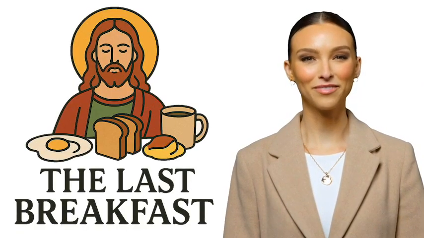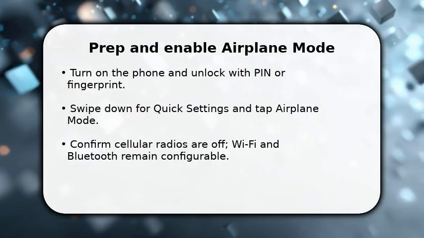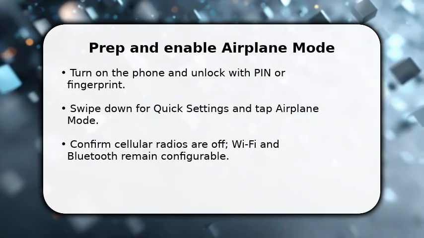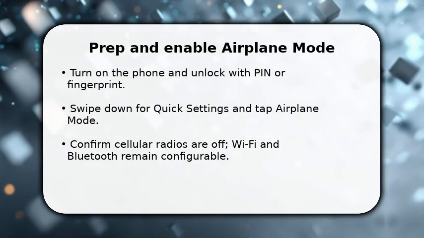Please enjoy the video. You start by preparing the device. Unlock your Realme and open Quick Settings. Tap Airplane mode to cut cellular networks. This prevents roaming charges and antenna interference.